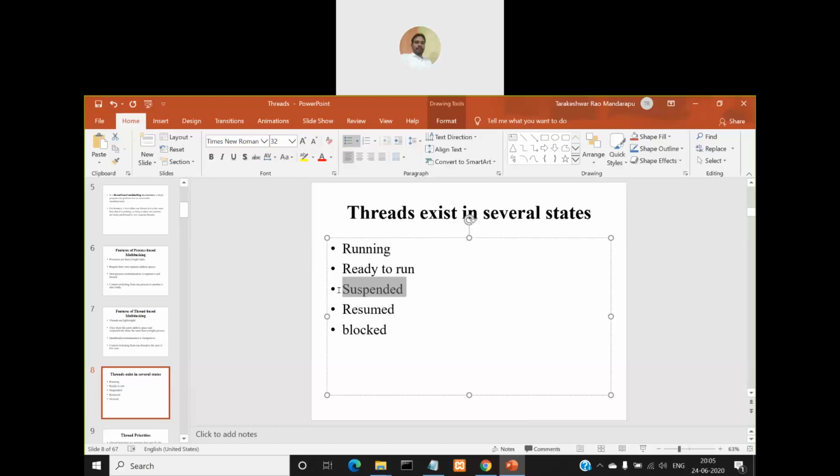When it is in suspended state, it may be performing the other input or output operation that is required to continue with the execution of the thread. So we say it is in a suspended state. Once it completes that input or output operation, some external operation, it will be ready for running again. Then it will enter into a ready to run state. And when it is again given a chance for execution, we say it is in a resumed state.